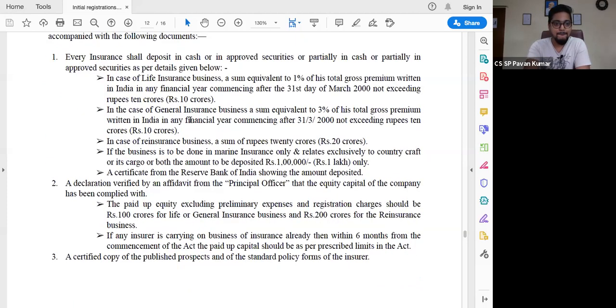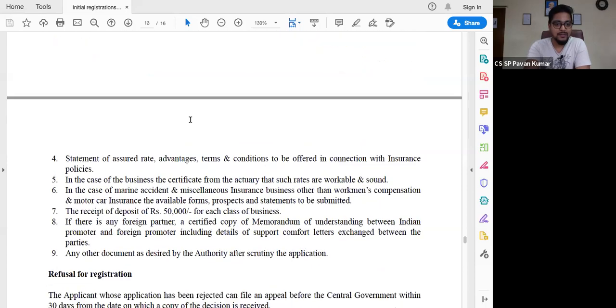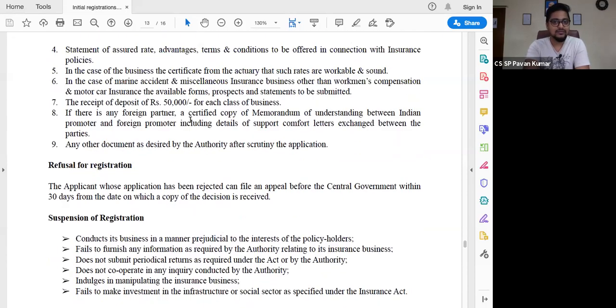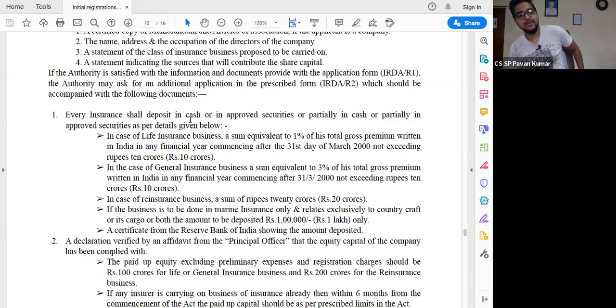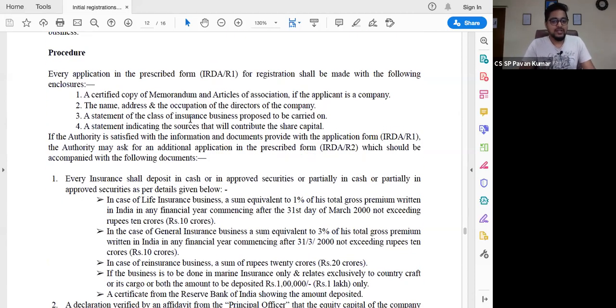So how do I make an application to get this insurance license? Okay, procedure to apply for an insurance license. Every application should be in a prescribed form, which is IRDA R1. The registration shall be made with the following enclosures: the memorandum and the articles, all the directors' details, and what class of insurance, like earlier we saw, life insurance or marine insurance. So what type of insurance license they are looking for.